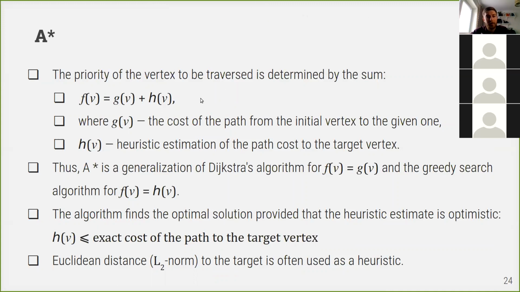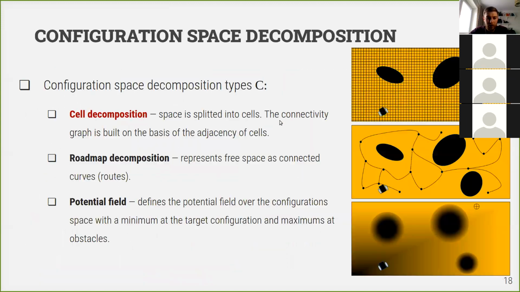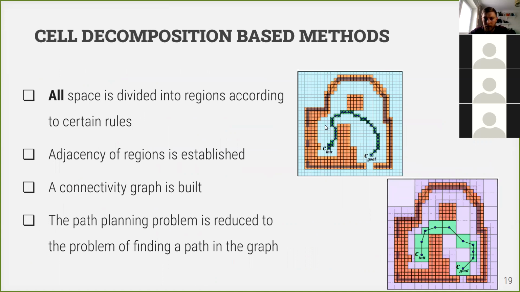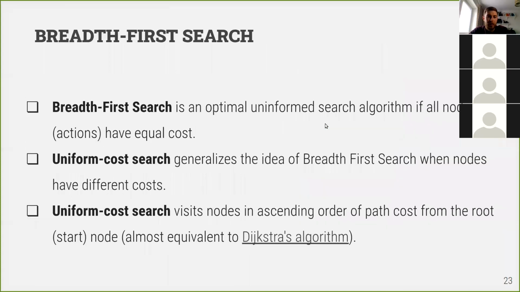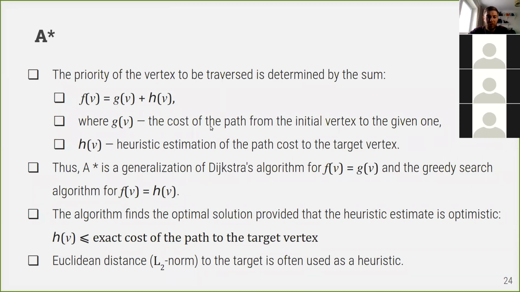So the priority of the vertex or of the node to be traversed is determined by the sum of two members. First, there is G of V, where V is a vertex of a graph. G is the cost of the path from the initial state to the given one. So imagine we have our initial state here, and we are considering now this state. The path from initial to this one is the cost to travel to this vertex. So this is G, really simple, just the cost of the path from our initial or current state to this one.